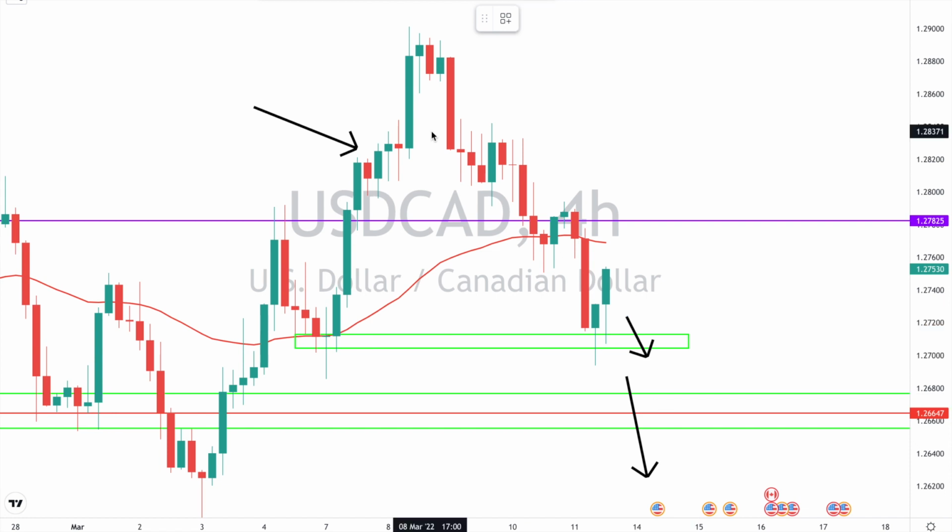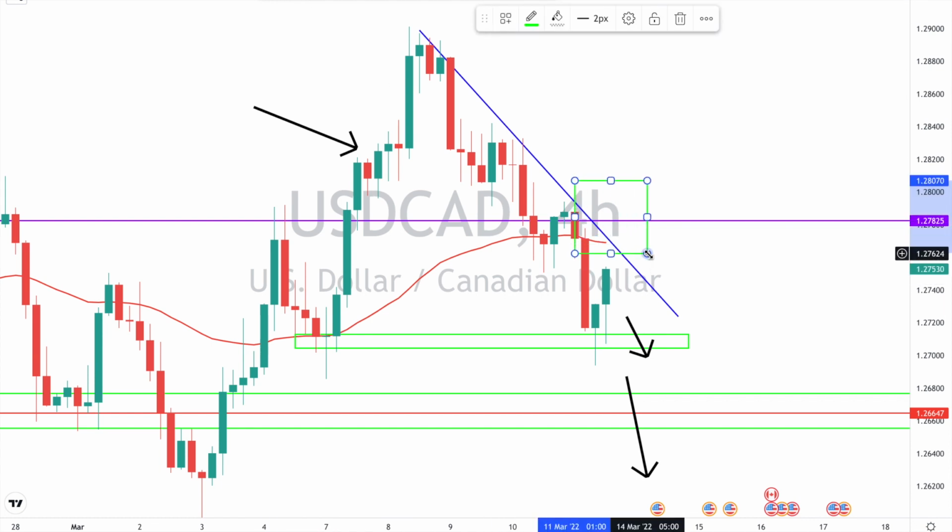So first of all, let's draw the trend line somewhere right here, and as you can see, once again, we have some kind of a high confidence area right here, where the trend line, weekly resistance, and the 50 EMA are all lining up in one place.